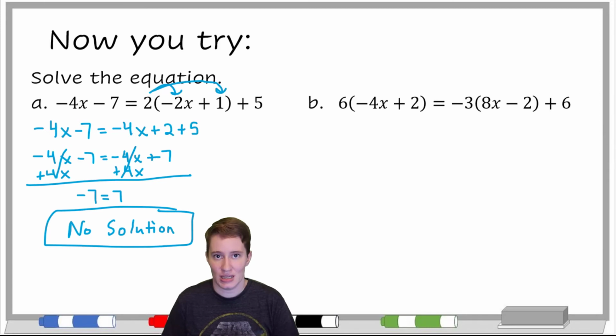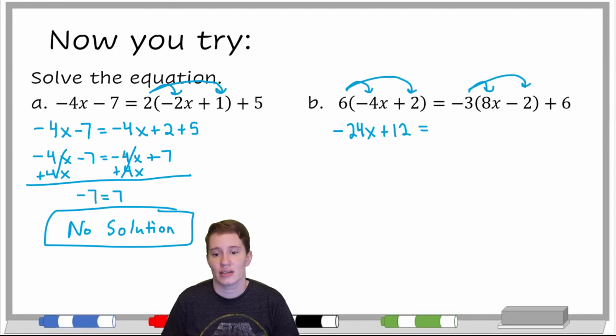Let's look at B. Distribute. Oh, if you were stuck on the first one and then you learned something, go ahead and pause the video, try the second one again. Let's see what we've got. So distribute. 6 times negative 4x is negative 24x. 6 times 2 is 12. Distribute on the other side. Negative 3 times 8x is negative 24x. Negative 3 times negative 2 is plus 6.